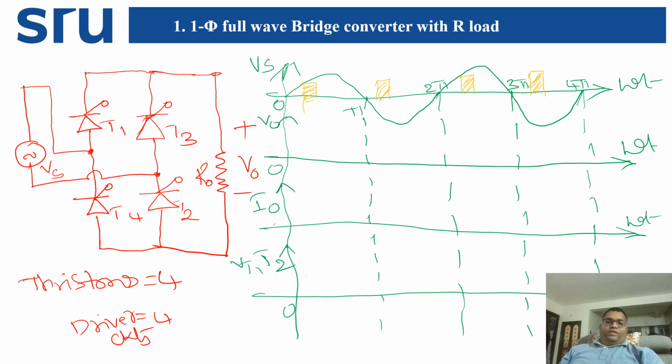Now draw where we are going to give the switching pulses to the thyristors. We will draw these waveforms, and for the second direction, we will indicate how it is going to turn on over here.